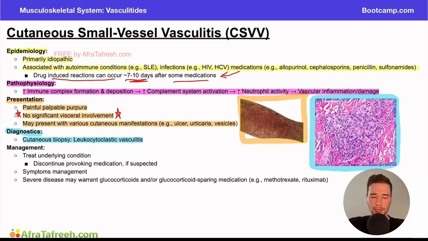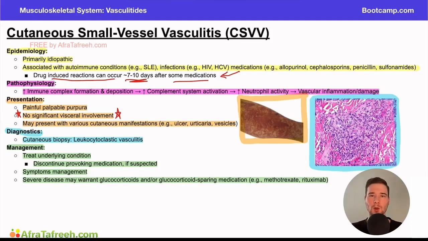Now, when we think about the management here, the first thing to do would be to treat the underlying condition. If it's a medication that's provoking the reaction, then we need to discontinue that medication. We also want to include things like symptom management, which can include rest, maybe anti-inflammatories, ice, compression, elevation, depending on the findings the patient is experiencing at that time. And if the disease is very severe, we'd have to possibly consider using glucocorticoids or glucocorticoid-sparing agents, such as methotrexate or rituximab.